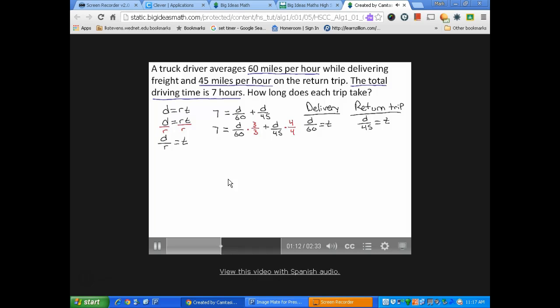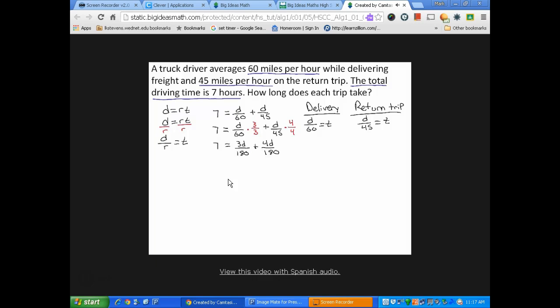Multiply D divided by 45. You have to find a common denominator. 7 equals D divided by 60 times 3 divided by 3 plus D divided by 45 times 4 divided by 4, which simplifies to 7 equals 3D divided by 180 plus 4D divided by 180. Add the fractions. What do we get? 7D divided by 180. All right, they told you so fast. Multiply each side of the equation by 180. 180 times 7 equals 7D divided by 180 times 180, which simplifies to 1,260 equals 7D.